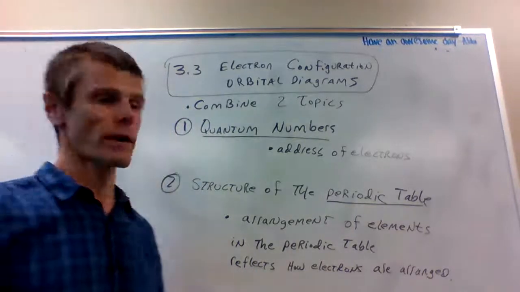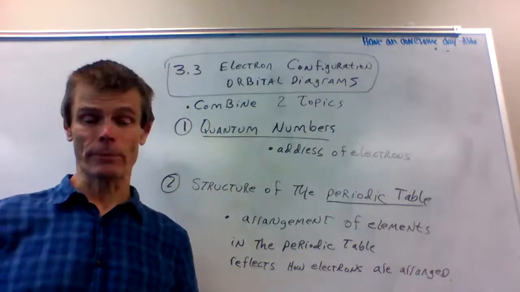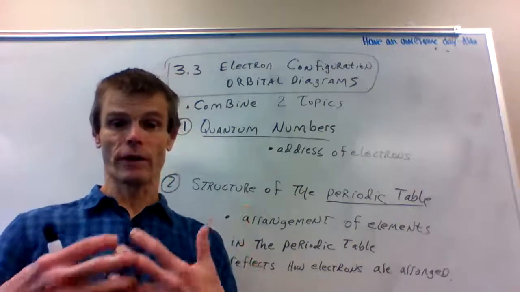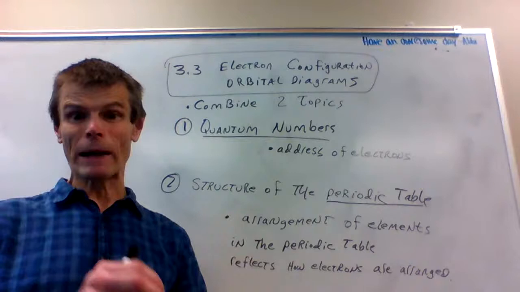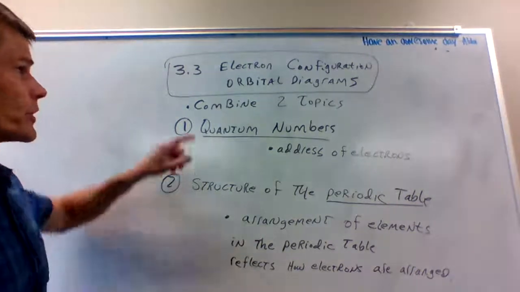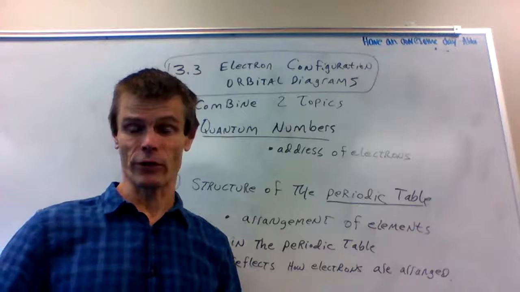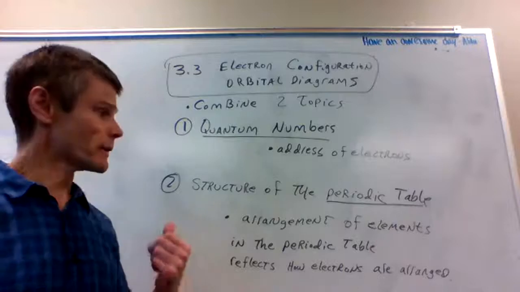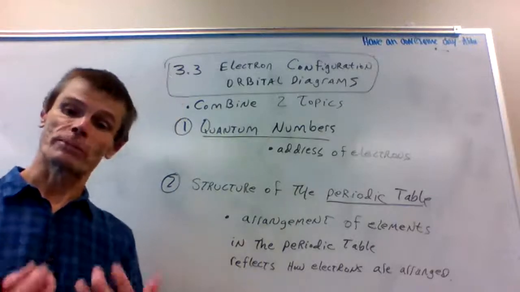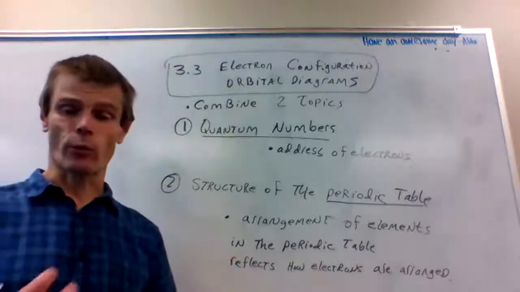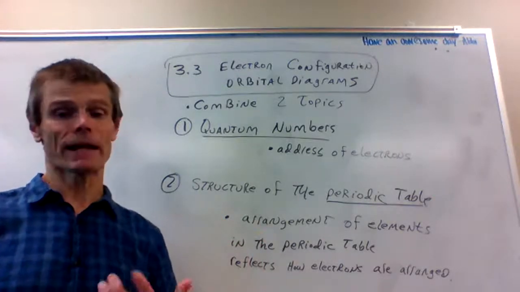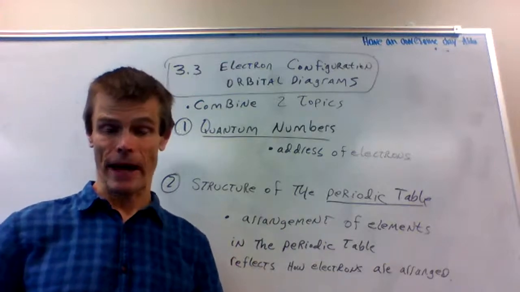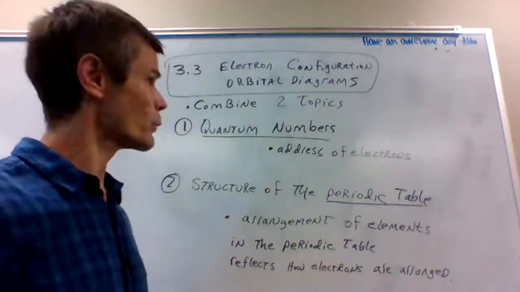First topic is quantum numbers. Remember, we said that quantum numbers are similar to addresses of electrons, and we have certain rules of allowed sets of quantum numbers, and we're going to be using that in this section to help us learn a little bit more about electron configurations and orbital diagrams. Another important topic that we're going to include is the structure of the periodic table. What's important about the periodic table is that the arrangement of elements and where they're located in the periodic table reflects how electrons are located in these atoms. So these are two topics that we're going to begin with today.